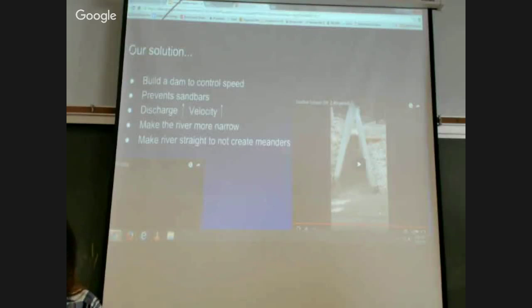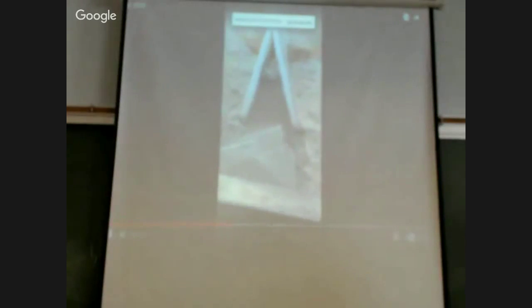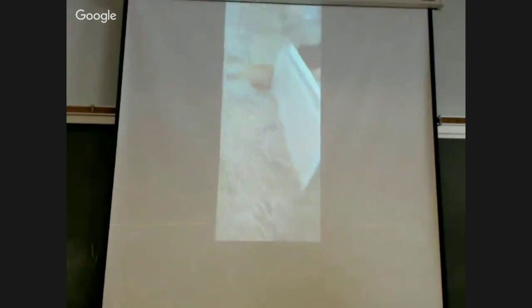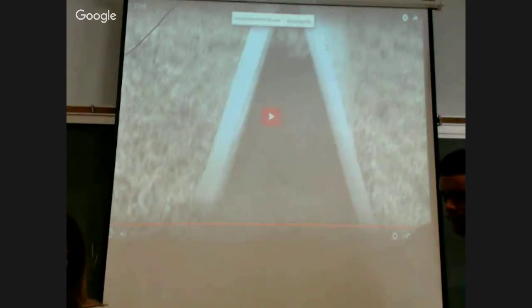Oh, I guess it's not gonna do that. Yeah, so the boat happily floats to the other side.